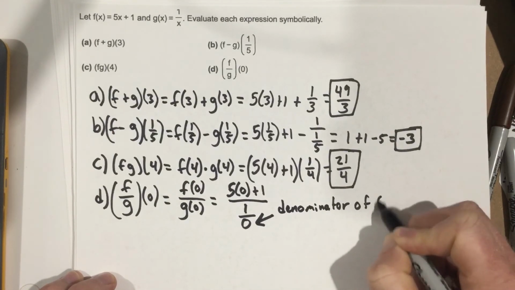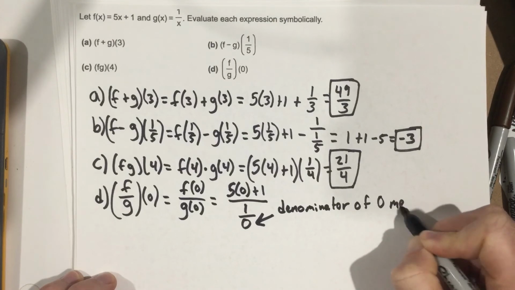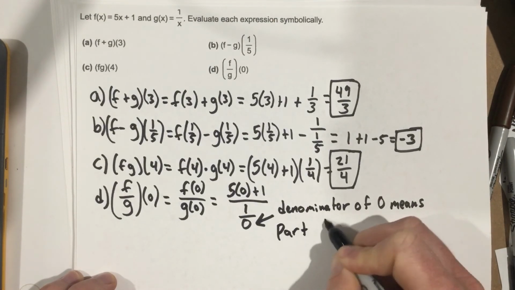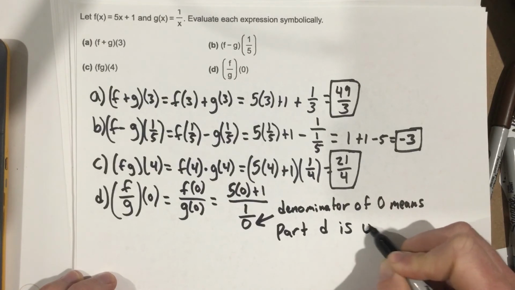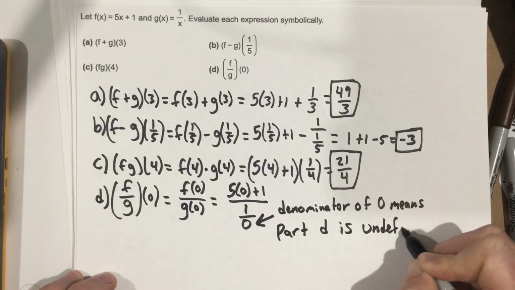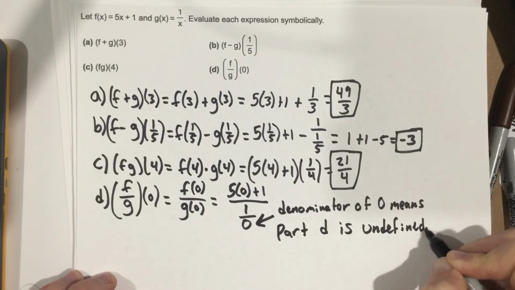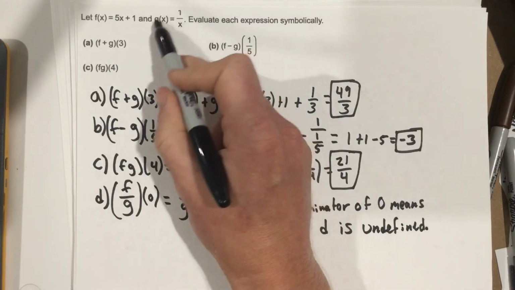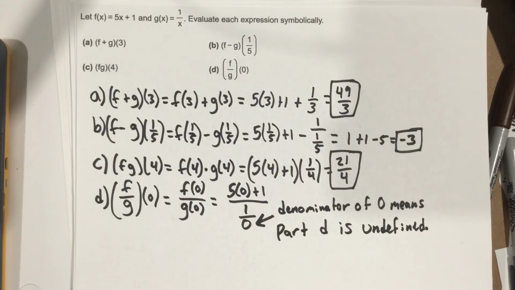So part D is undefined. Meaning we can't do it because we're going to divide by 0. So we can't plug 0 in because the g function is not defined for an input of 0.